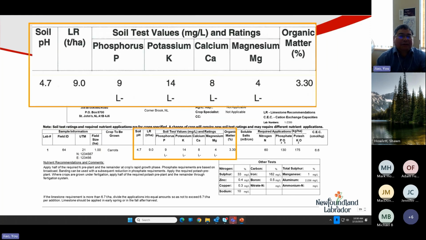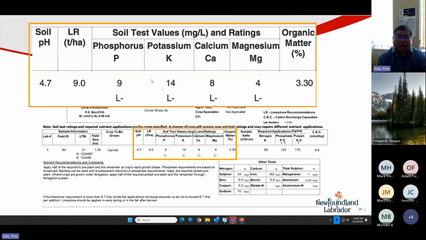In the middle part of the soil test report is the soil pH. LR is the limestone recommendation, in tons per hectare. Then the soil test values and the ratings. The test value comes from the lab. I showed the instruments previously, the ICP or the DECO, for the analysis result.